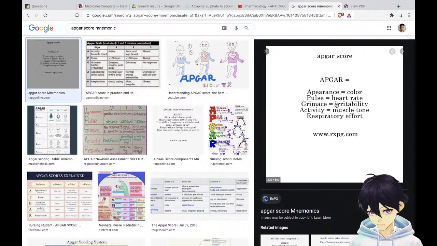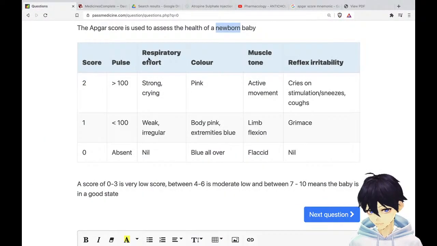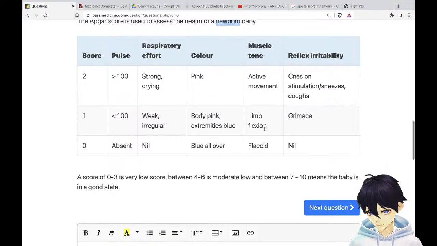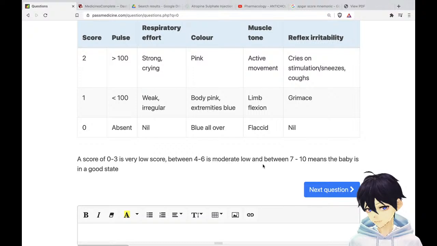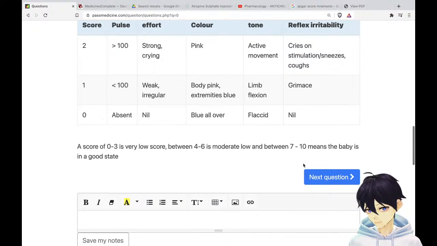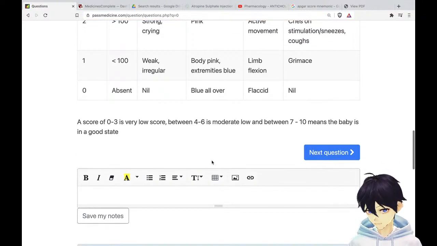Appearance, color, pulse, heart rate, grimace, irritability, activity. The second A is for activity, just active movement or just limb flexion or flaccid. And R for respiratory effort. So strong, crying, weak, irregular, or nil. A score of 0 to 3 is very low score. Between 4 to 6 is moderate low, and between 7 to 10 means the baby is in a good state.